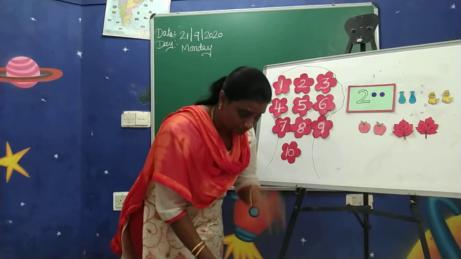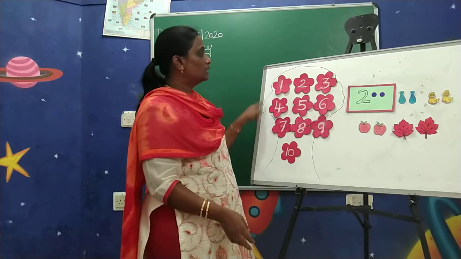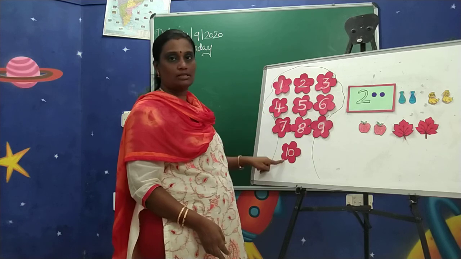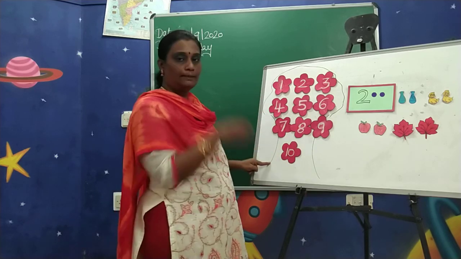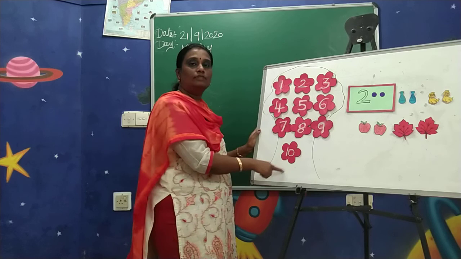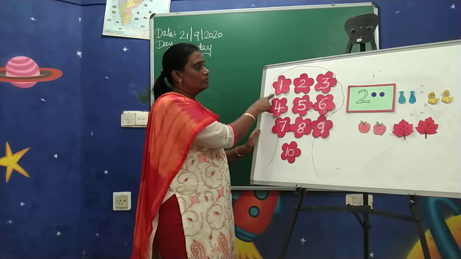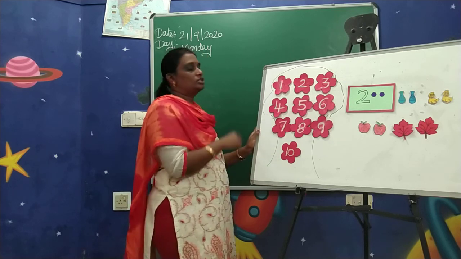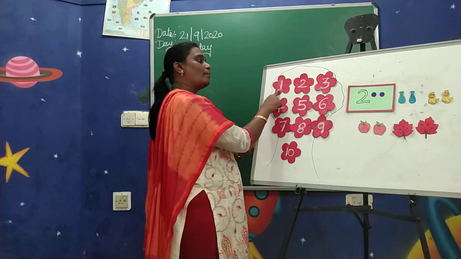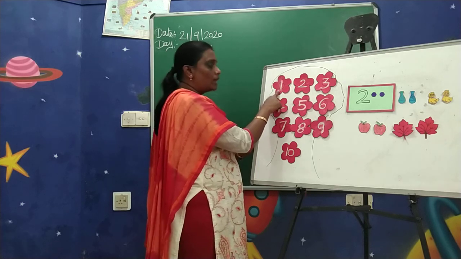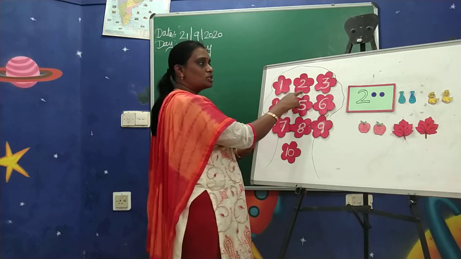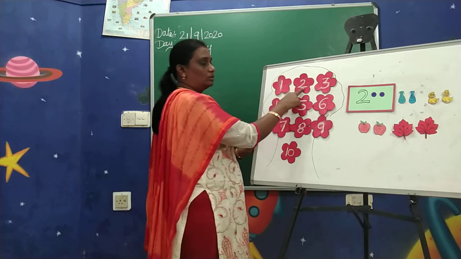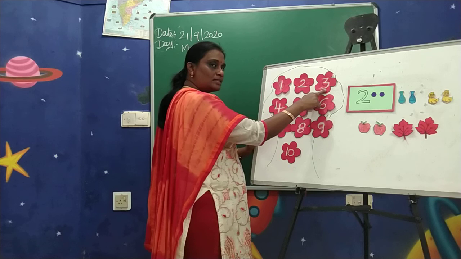Yes. Now I will show you on the tree. Here I have drawn the tree. On the tree I have put some flowers, which is from 1 to 10. You have the numbers from 1 to 10. How will you count, children? First, this is the number 1. After number 1, which number comes? 2. 1, 2. After 2, next comes 3.